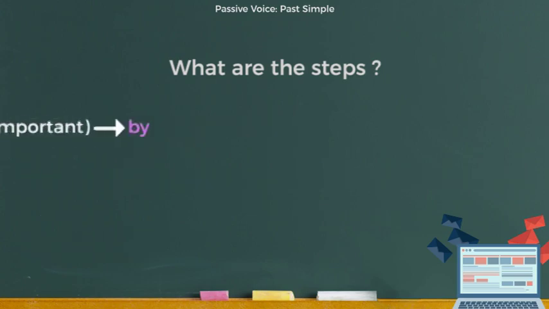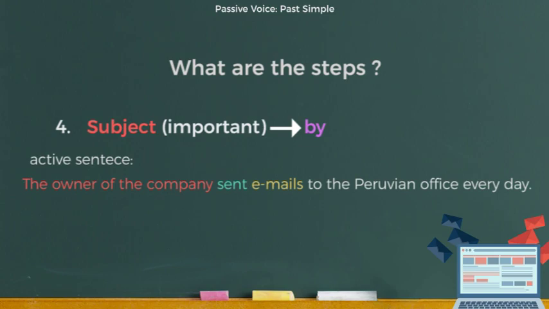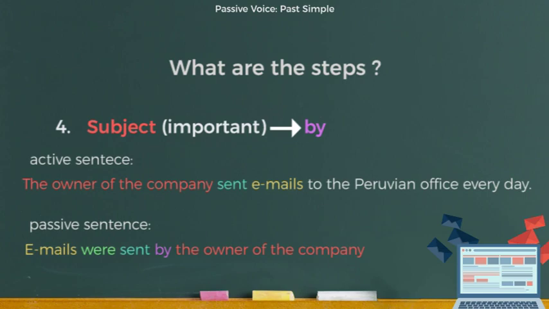Fourth step, look at the subject of the active sentence and decide if the subject provides important information to understand the sentence. If the subject is important, we write it, and before the subject, we add the preposition by. In our example, the subject is the owner of the company, so we write by the owner of the company. The owner of the company is indeed important information for my sentence, so we have to write it. Therefore, done.